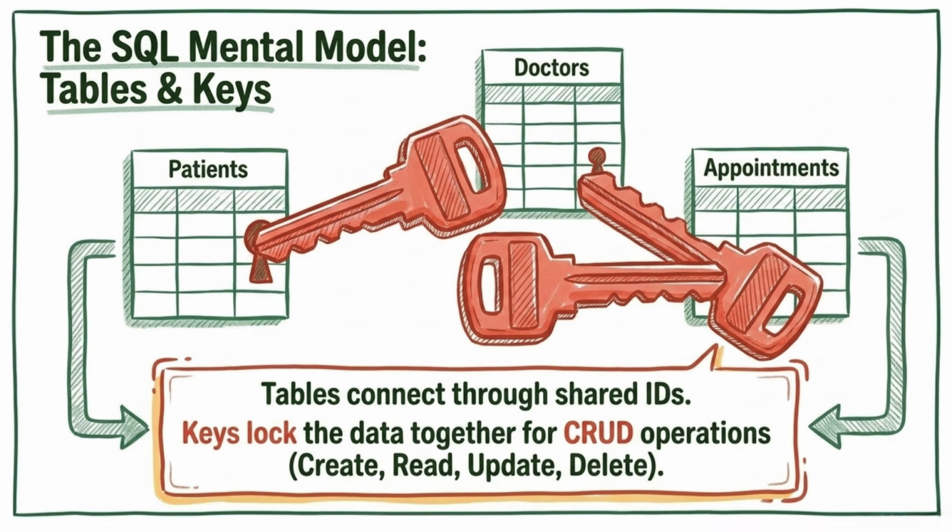The SQL mental model, tables and keys. Here is how SQL thinks. Data lives across multiple tables. A patient's table, a doctor's table, an appointments table. These tables connect to each other through shared IDs, and keys lock all that data together, enabling 4 core operations on every record: create, read, update, and delete. That's the relational model in action.